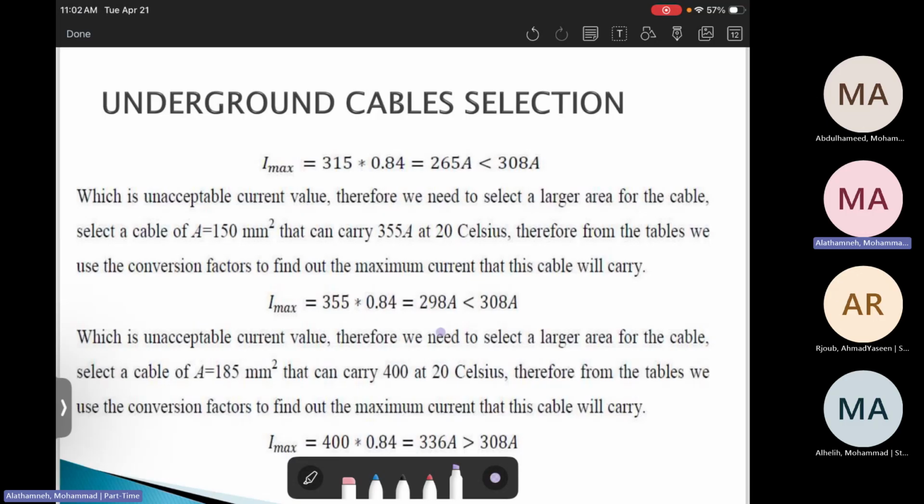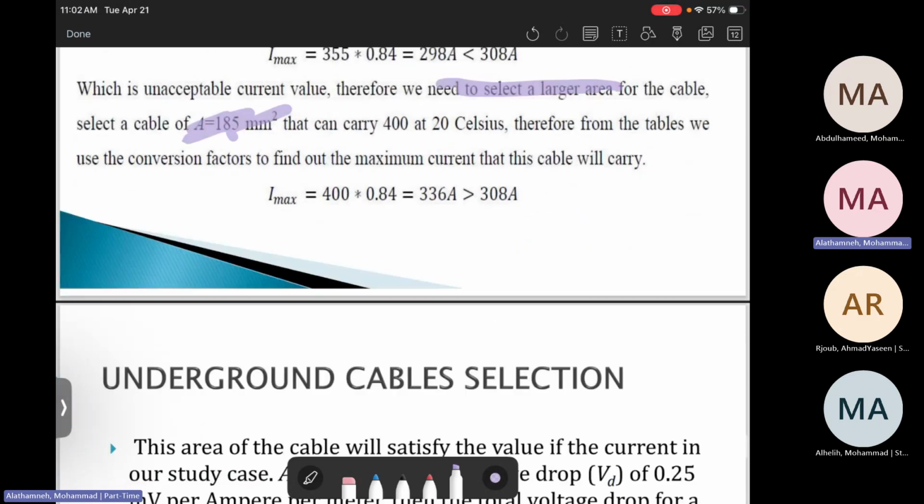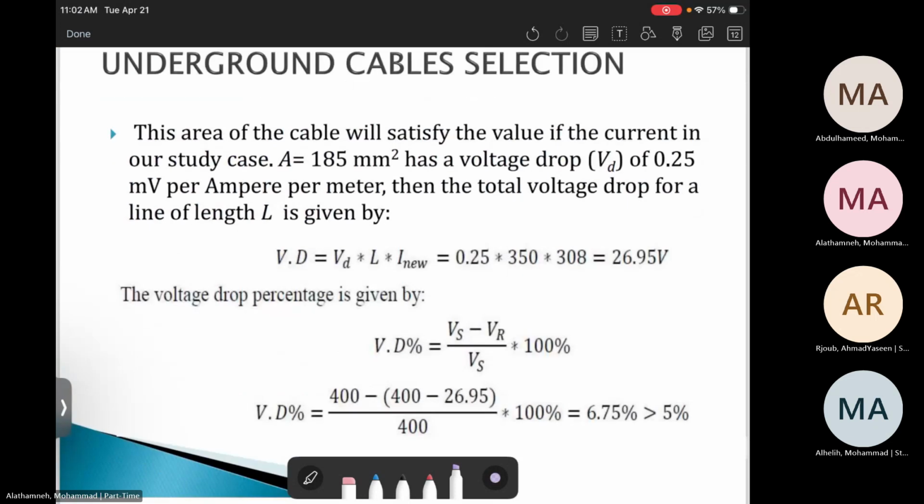We need a larger area for the cable. I'm selecting 185 millimeter square that can carry around 400 at 20 Celsius degrees. Therefore, we can say that Imax equals 400 times 0.84, which will be 336, which is larger than 308. That's great. Then to calculate the voltage drop: 0.28 times 350 times 308, then it will be 26.95. Then the voltage drop percentage can be calculated using the ratio, which will be 6.75.